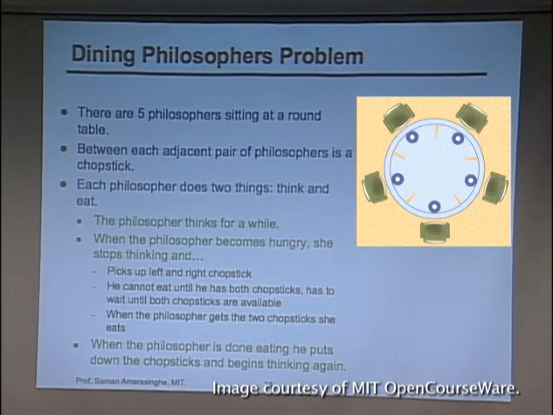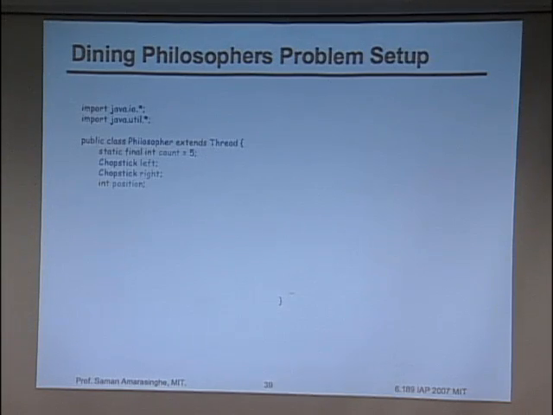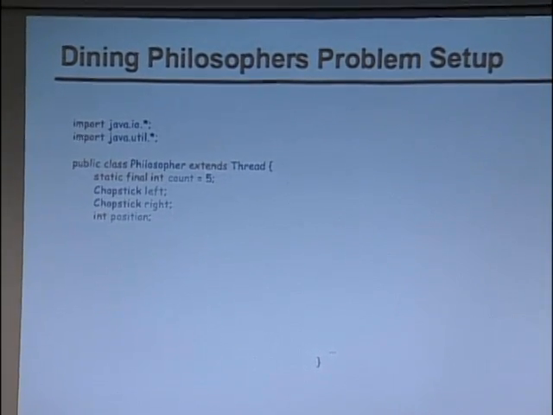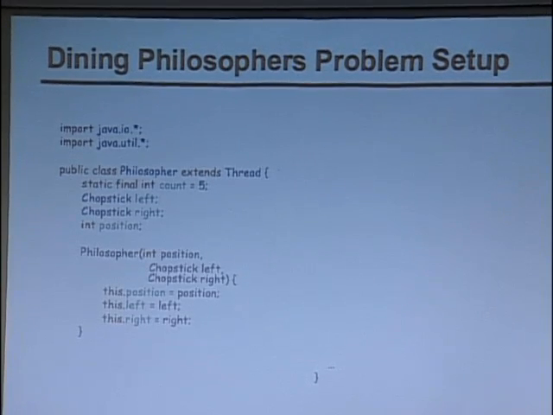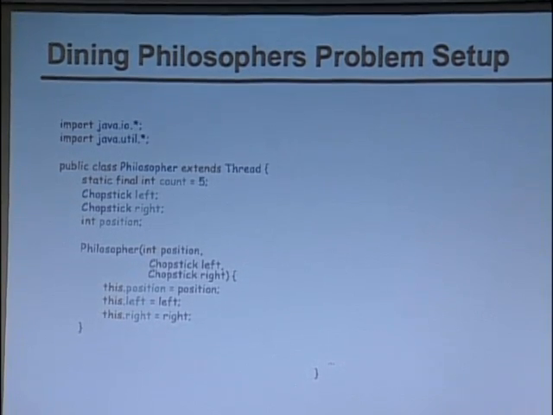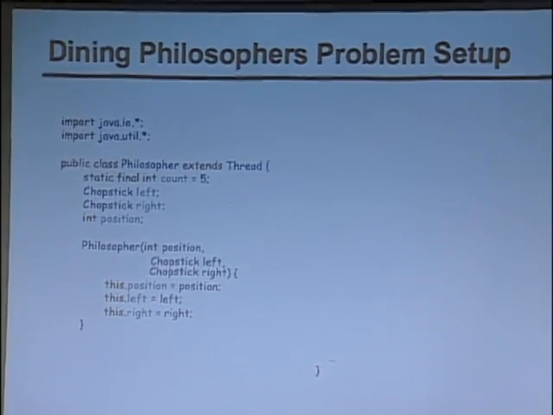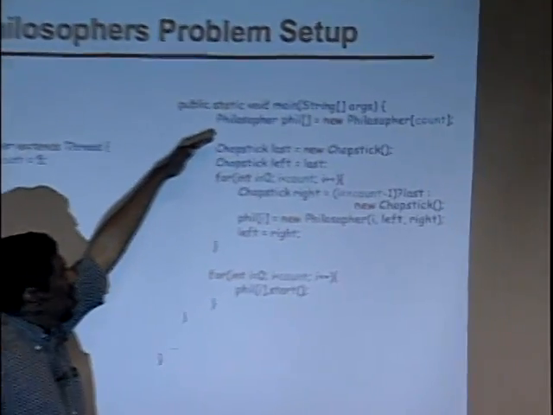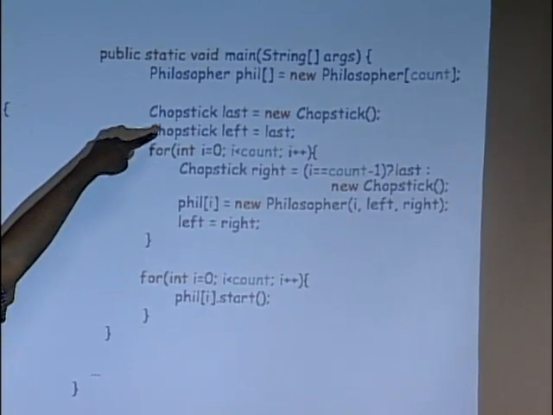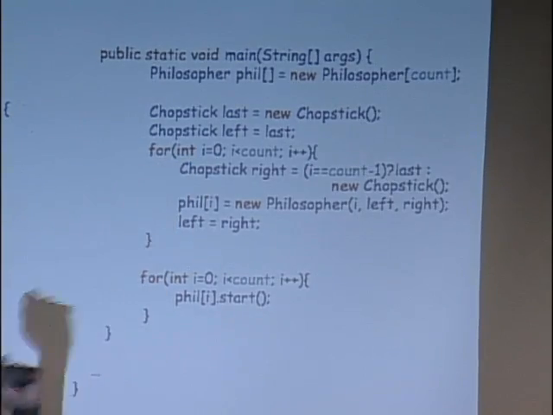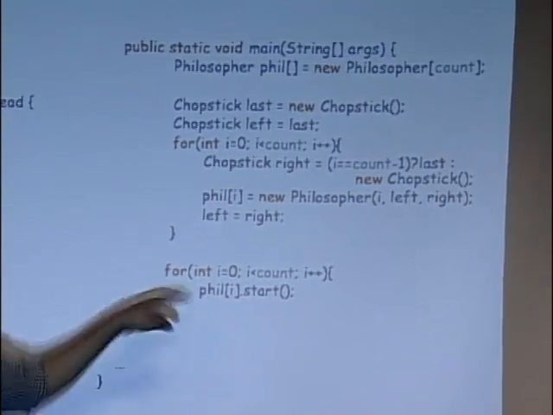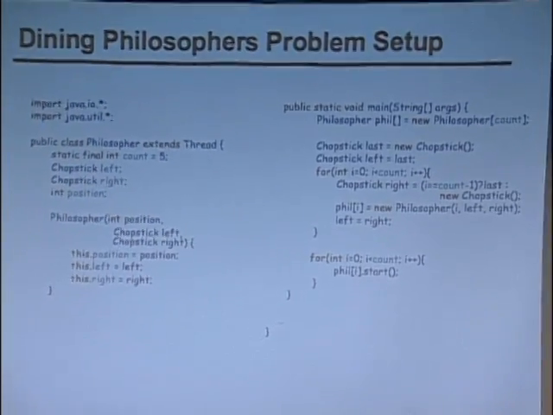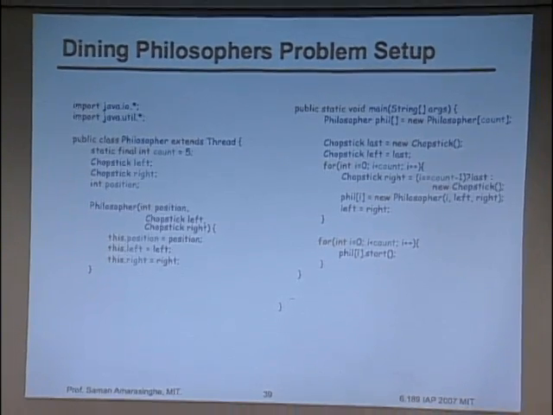So this is the classic problem. How do you write that? Let's code that. You can have a Philosopher class extend Thread, and assume you have a Chopstick class. You instantiate a philosopher with a left and right chopstick. In main, you create a number of philosophers and a new chopstick, start with the left, and go through the other philosophers assigning left and right chopsticks, and then you start the philosophers going. So you set up the chopsticks and share them.